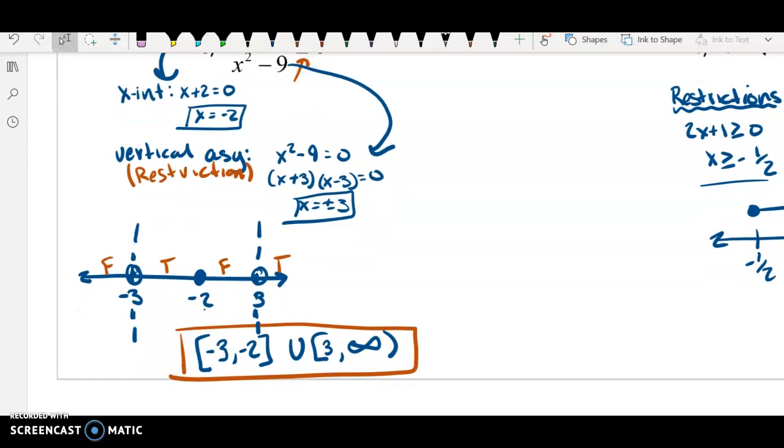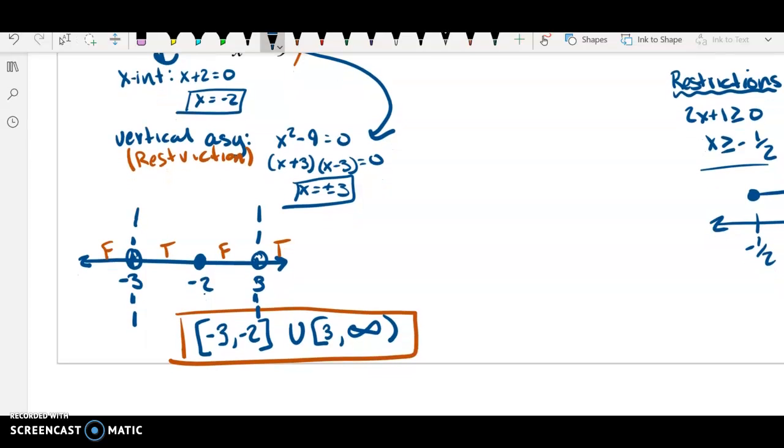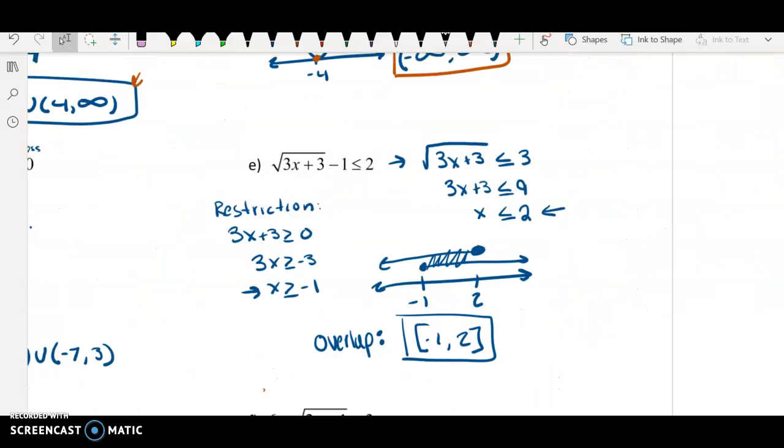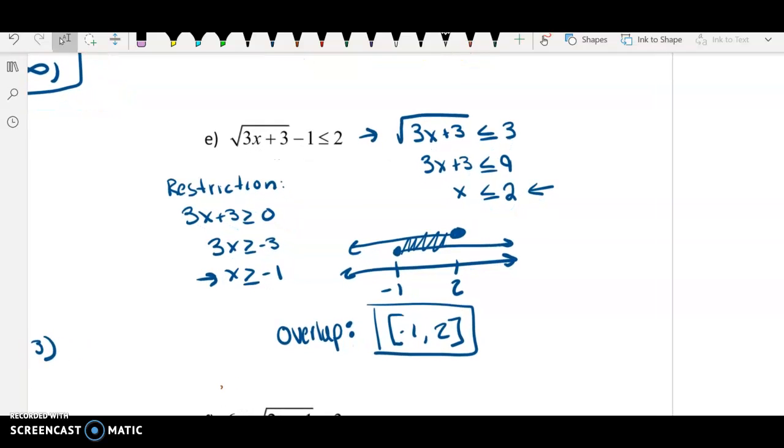And then from here, you have to do test points in between all of them, and you will find that you get your solution as bracket -3 to -2, close that bracket, union, bracket 3 to infinity. Then we go over here to the square root inequalities.